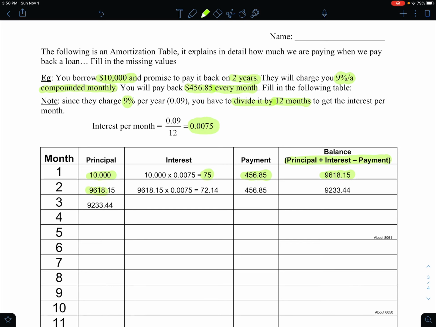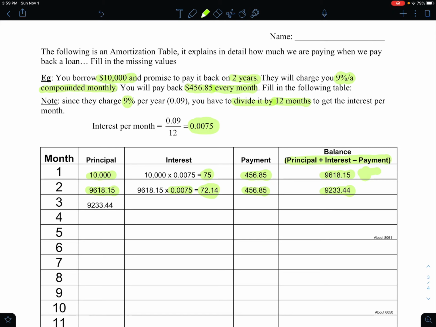So in the second line, we bring back that 9618, which we got from here, right? And say, okay, that's how much we owe now. We used to owe 10,000, but now we owe this much. How much interest? Well, 0.0075 out of that number, which means 72.14. Okay, so 9618.15 plus 72.14 minus 456.85 gives us this. So now we owe this much.